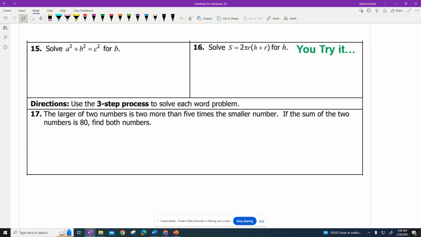Let's do number 15, because this is our first one of this type, or maybe we did one before, I just don't remember it. I want to get this b by itself. This is the Pythagorean theorem, a squared plus b squared equals c squared. And I want to get this b by itself, so we need to subtract an a squared from both sides.